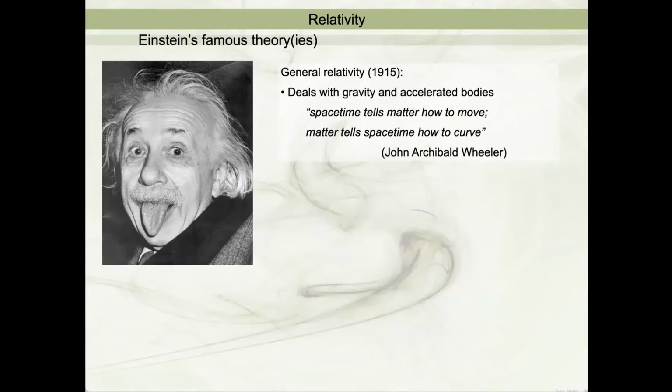Anyway, so now moving on to the second theory that really propelled Einstein to stardom, which is the general theory of relativity. And that one deals with gravity and also with accelerated bodies. So it basically deals with all sorts of conditions you could find yourself in, if you were talking about motion of bodies and gravity in space. So that's why that's the general theory.